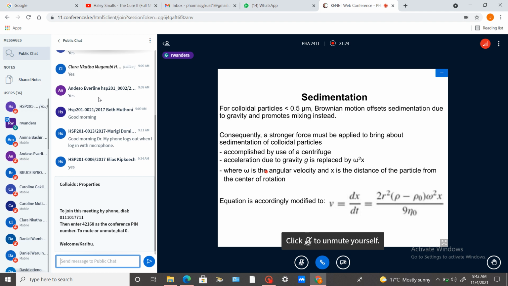Here V will still be the velocity, and you can see your acceleration due to gravity is modified so that your particles are able to sediment, and as a result you'll be able to determine the radius and consequently the particle size of your colloidal particle. So when you have colloidal particles of 0.5 microns, you'll have to centrifuge them so that you are able to determine the radius and hence the particle size of the colloidal dispersion.